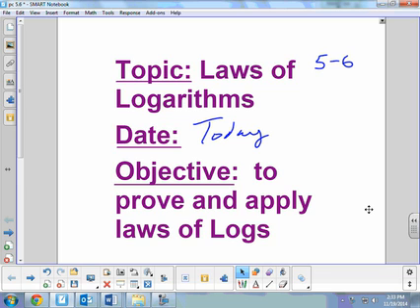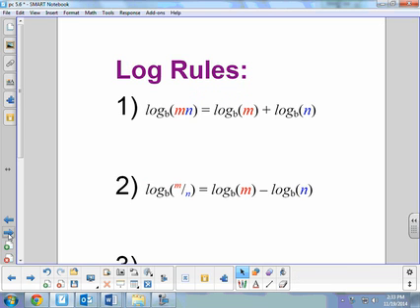Right, today's lesson is 5-6, Laws of Logarithms. Our objective is to prove and apply laws of logs. So let's take a look and find out what these laws of the logarithms are.